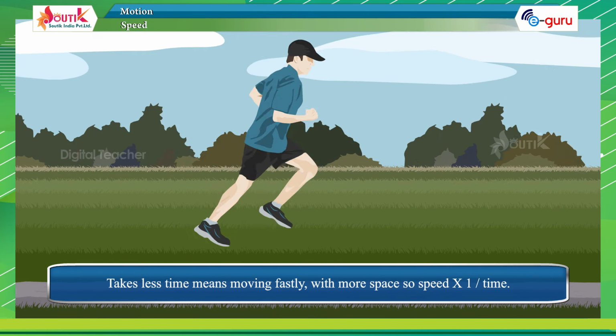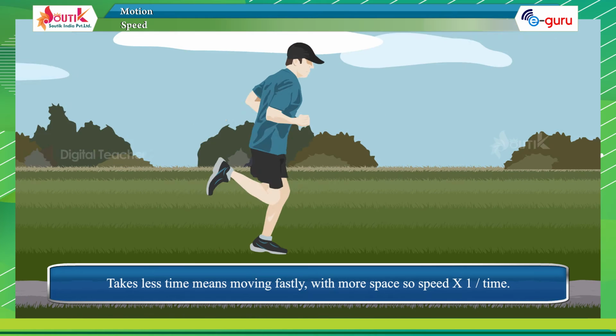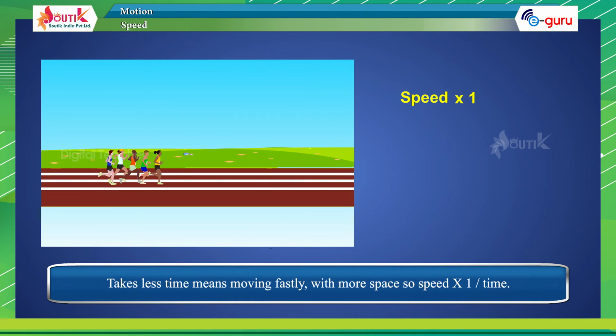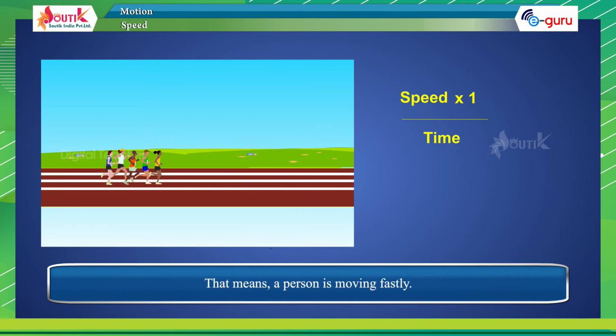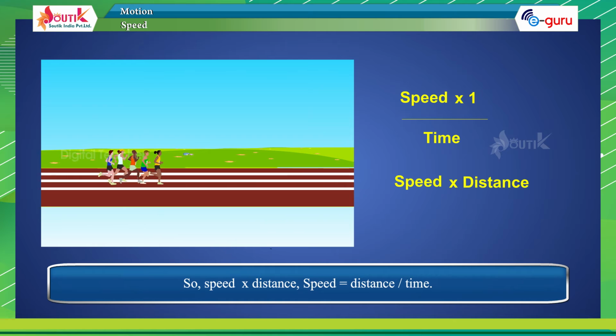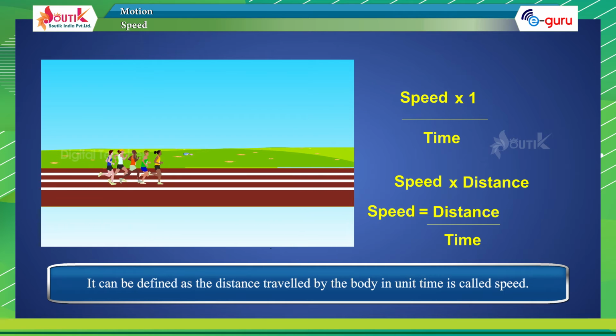Taking less time means moving fast, with more speed, so speed is proportional to 1 divided by time. If the distance moved by the person in a given time is more, that means the person is moving fast. So, speed is proportional to distance. Speed equals distance divided by time. It can be defined as the distance travelled by the body in unit time is called speed.